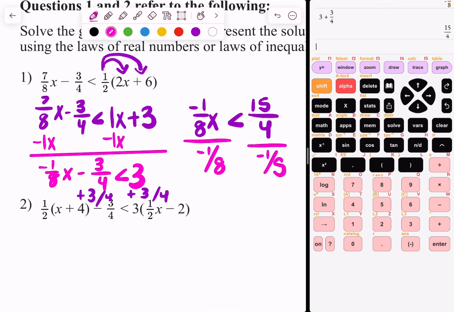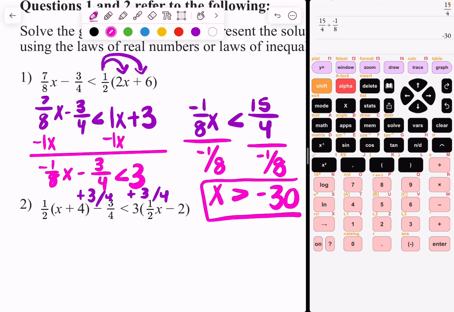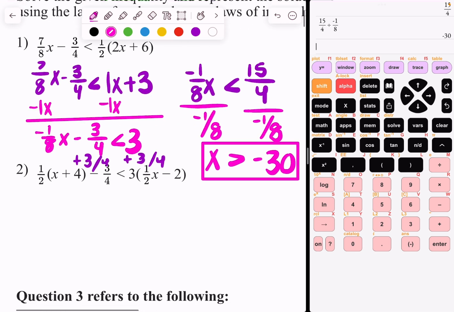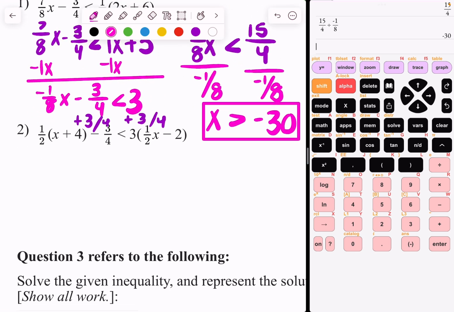Then I'm going to divide and get rid of the 1/8. Because I'm dividing by a fraction that is negative, I have to flip my symbol. Any number that you are dividing by when it is negative, you flip the sign. -1/8, and that gets me -30. Just a quick review, if you were going to graph this, this would be an open circle going to the right.